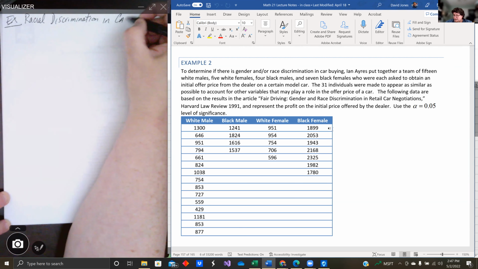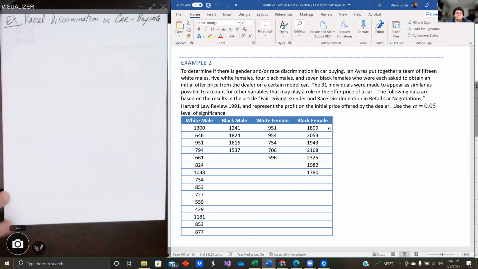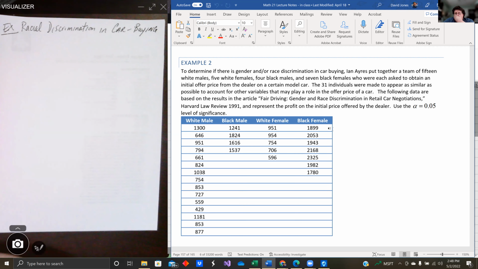In car buying, to be specific. So the problem reads as this. To determine if there is gender and or racial discrimination in car buying, Ian puts together a team of 15 white males, 5 white females, 4 black males, and 7 black females who were each asked to obtain an initial offer price from the dealer on a certain model car.